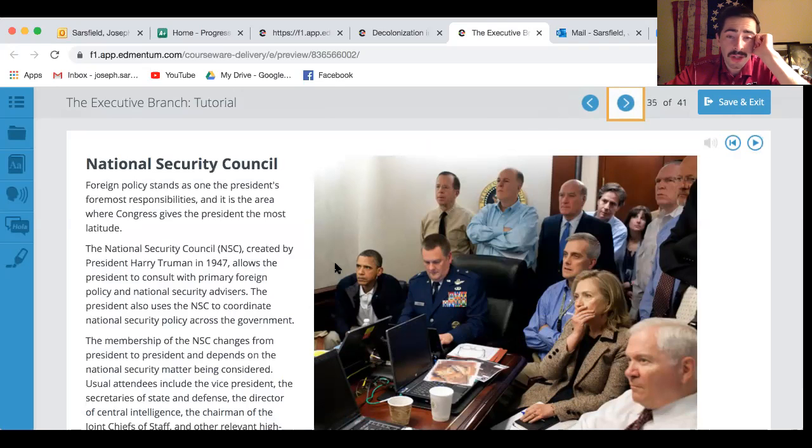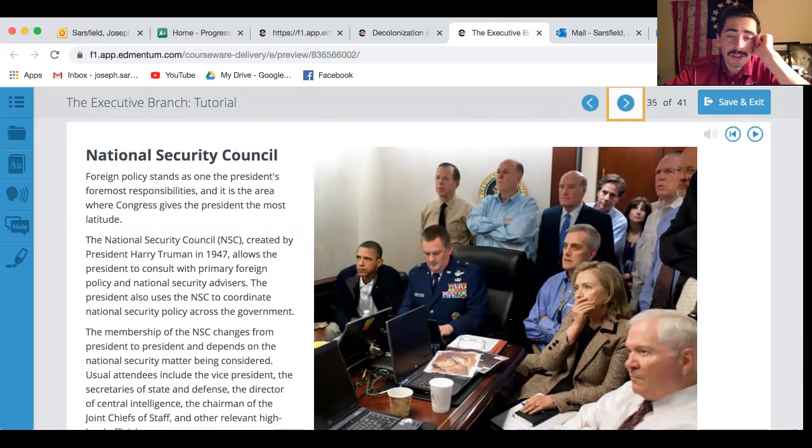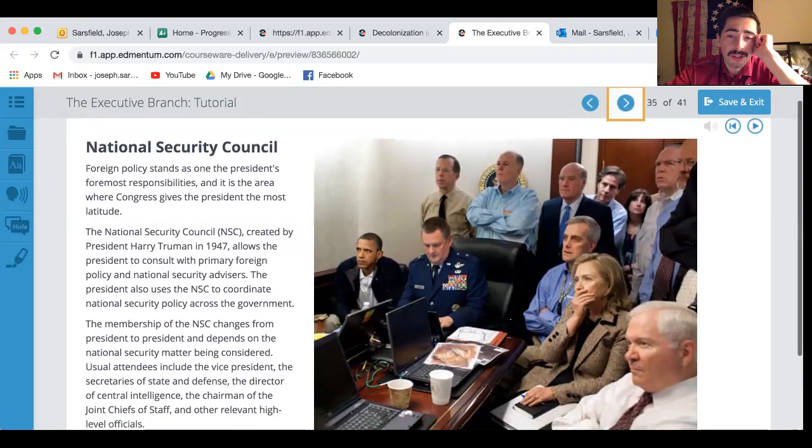All right, so the National Security Council. This picture right here on slide 35 is of, as you can see, Hillary Clinton looks pretty shocked. This is a picture of the National Security Room, the National Security Council, when they were trying to assassinate Osama bin Laden. This was the night that bin Laden was assassinated. And as you can see, they were all fixed to the screen and trying to figure out what was going on. They're basically watching it in real time, which is pretty crazy.